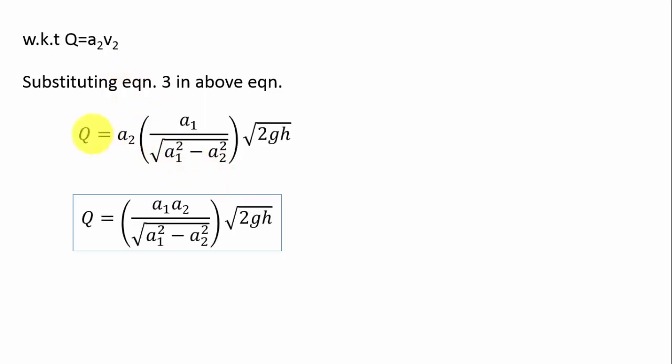So now we are multiplying this A2 inside. So Q is equal to A1 A2 divided by root of A1 square minus A2 square into root of 2gh. This is the formula, or this is the equation for finding the discharge using venturimeter theoretically. Theoretical discharge of venturimeter is Q is equal to A1 A2 divided by root of A1 square minus A2 square into root of 2gh. Thank you.